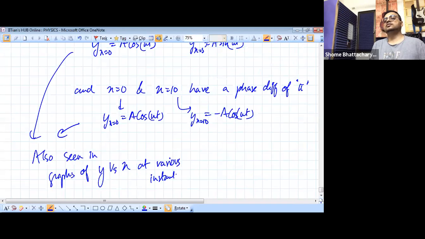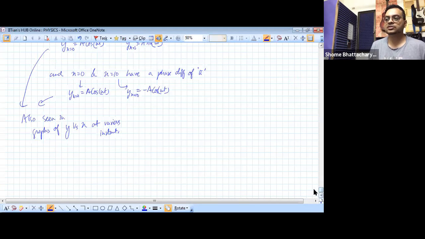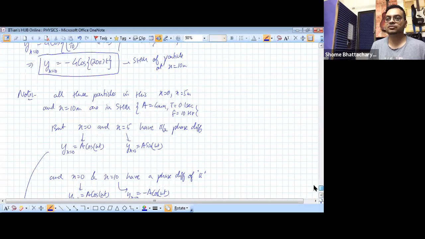You will see that these two particles, the ones at 0 and 5, are a pair which are at pi by 2 phase difference in their oscillation. Whereas if you compare 0 and 10, they are at a phase difference of pi.